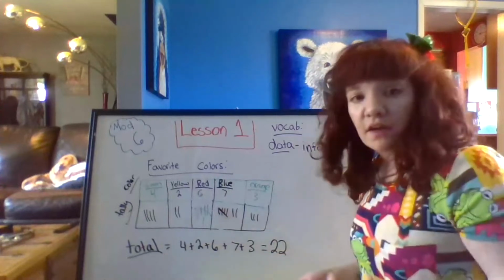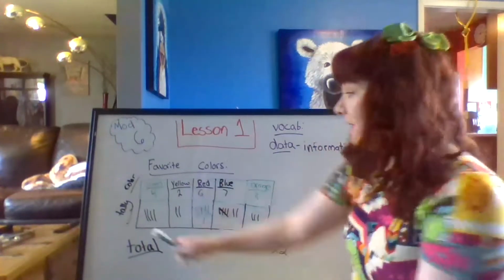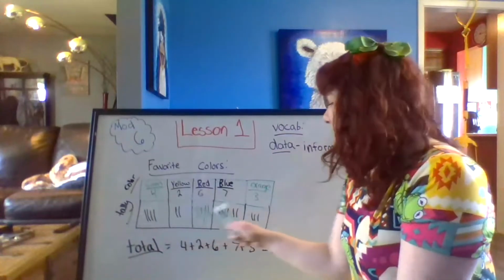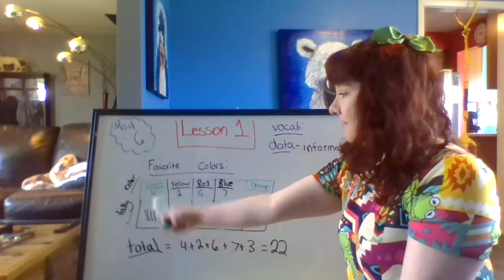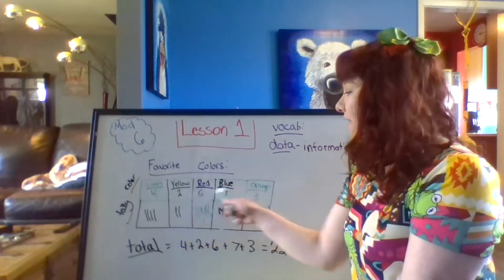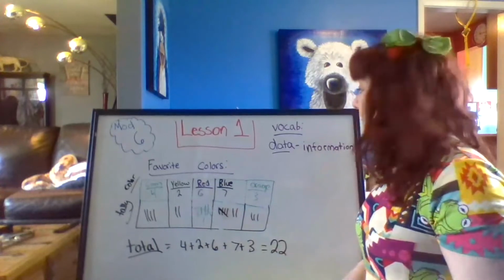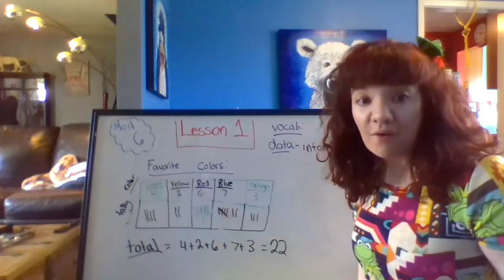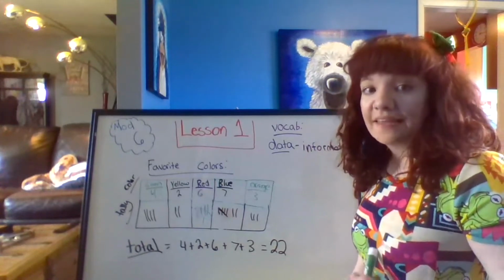So if a question asks you to find the total, you could take your finger and count every single line until you got to 22. Or you could take the tallies and write down how many there are in number form, and then just add them all together until you get 22. Now I'm going to show you how to graph that information in a graph.